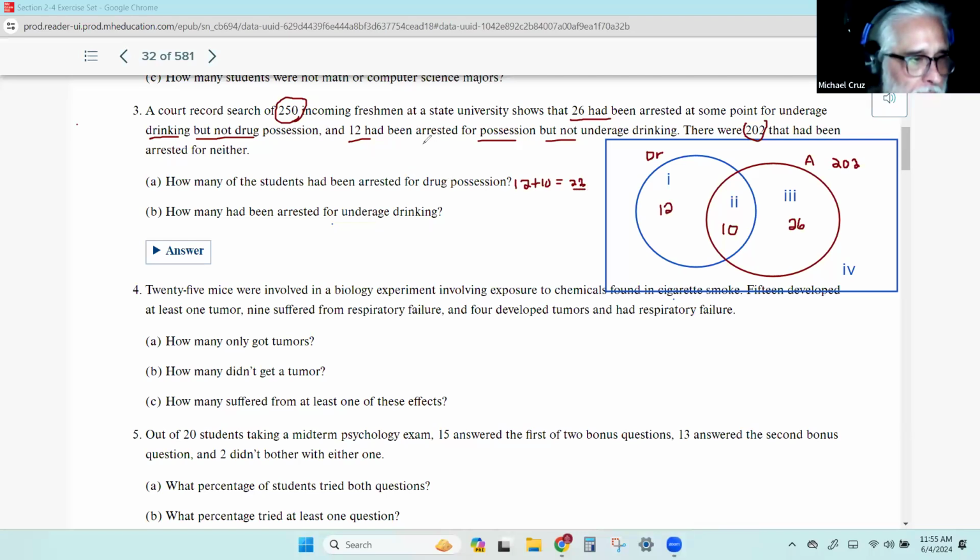How many had been arrested for underage drinking? So that's this whole part here. 36. That's in there. So yes, that's 36. 10 plus 26 is equal to 36.